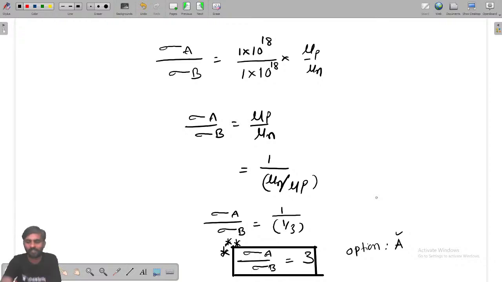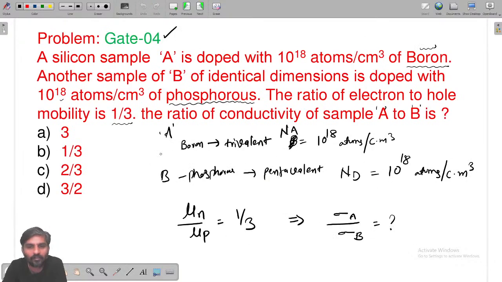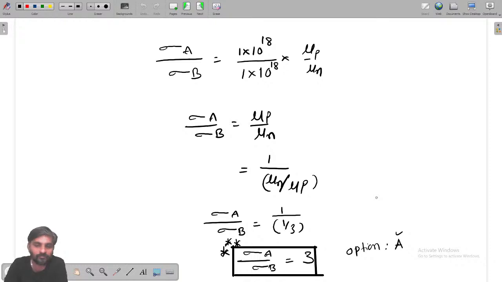Correct. Also, he is asking for the ratio only, right? The ratio of conductivity of sample A to sample B. You did not mention any units. Simply you can write 3. Krishnaveni, you can simply write 3. Okay? Is it okay?